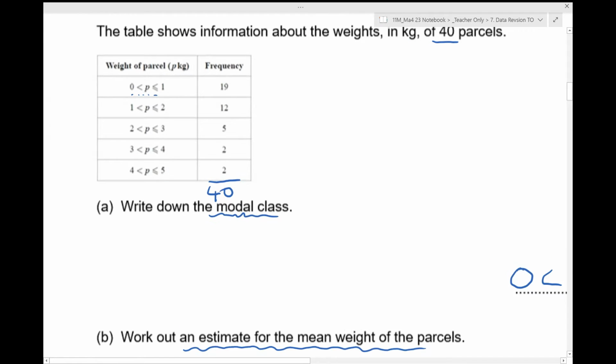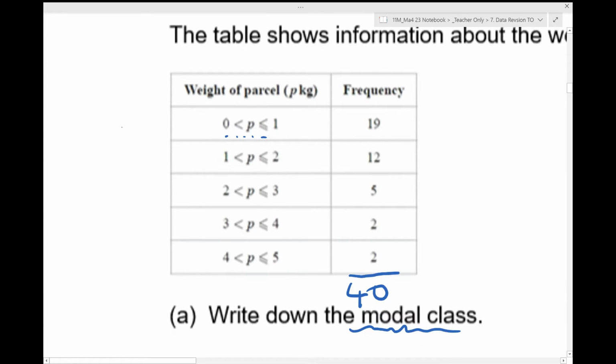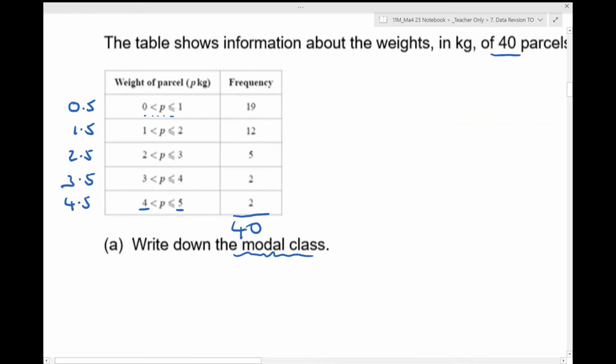Okay, I'm mid-madding again. So first thing to do is to find the midpoints. Now there's a trick. If you're not sure what the midpoint is between 2 numbers, you can simply put them in your calculator. For instance here, 4 plus 5, and then divide by 2. And that will always tell you the midpoint. That's the midpoint. Now I'm multiplying. 0.5 times 19, 1.5 times 12, 2.5 times 5, 3.5 times 2, 4.5 times 2.